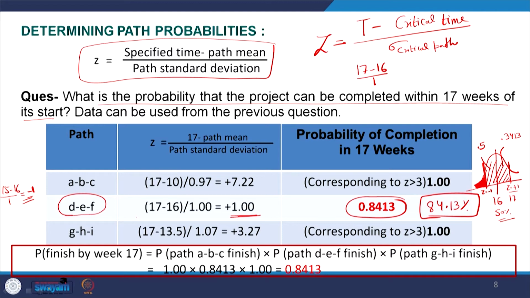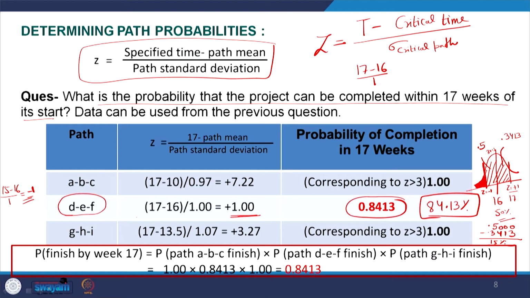So, this part is representing Z equals to minus 1. Now, this area is again 0.3413. So, the probability of project getting completed in 15 weeks will be 0.5000 minus 0.3413, that becomes somewhere around 15%.